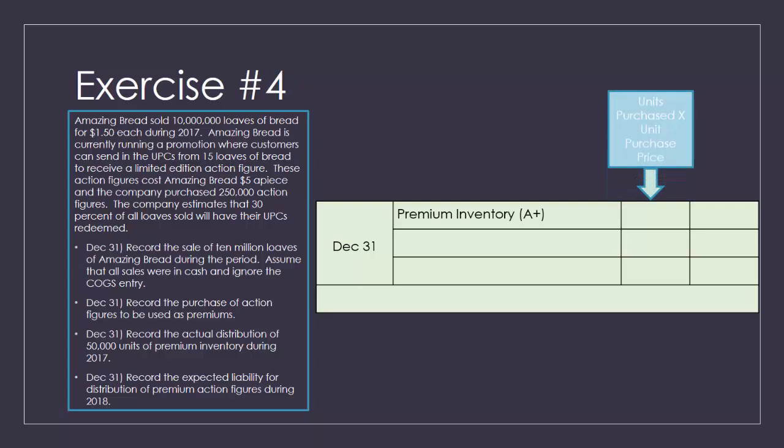So what was our cost to buy these action figures that we're going to hand out? Figure how many you purchased, multiply it by your purchase price per figure. We bought 250,000 action figures. Each one cost $5, which means our premium inventory is going to be $1,250,000. And how did we pay for it? Let's just assume it's cash for that same $1,250,000. And we recorded the purchase of premium inventory.